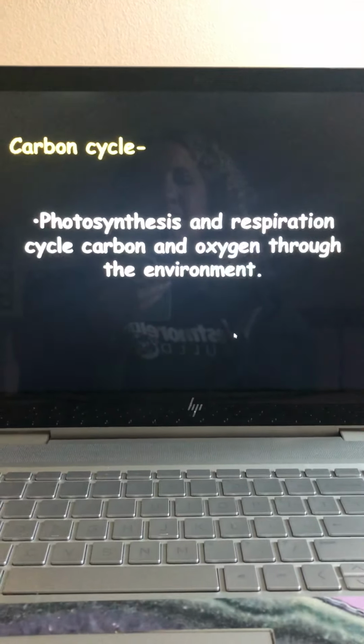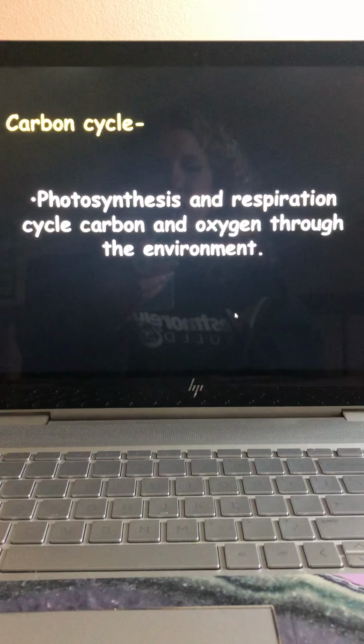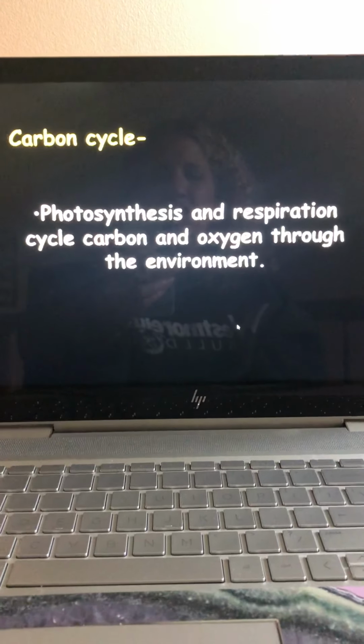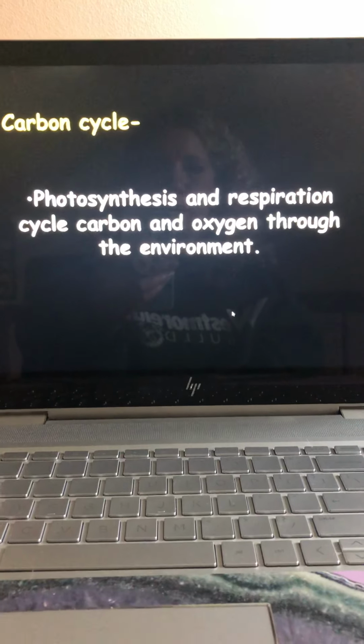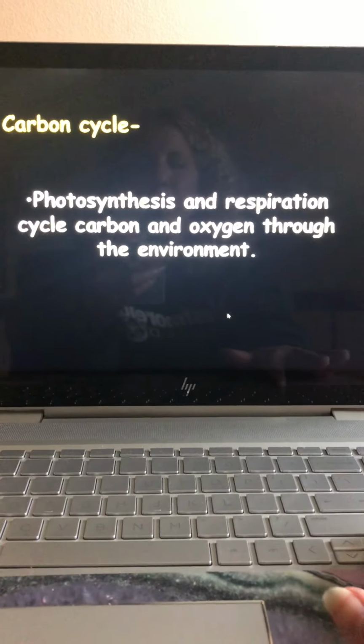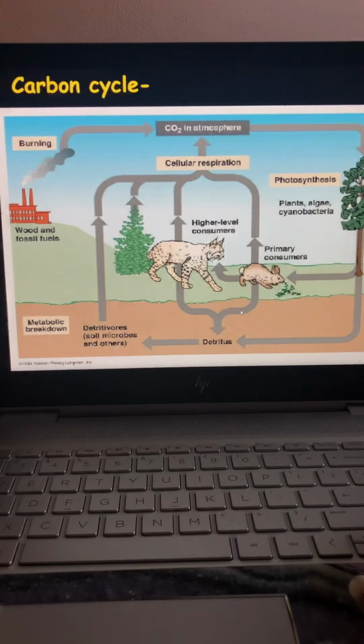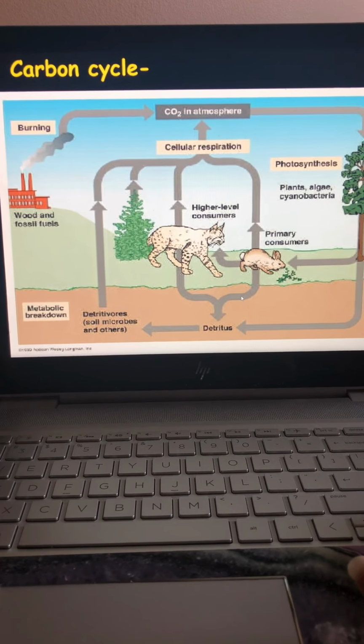The carbon, I like to say the carbon-oxygen cycle. This is just photosynthesis and respiration, and it just moves carbon and oxygen through the environment. It does it by photosynthesis and cellular respiration, and we remember those formulas from before. This is just a picture of the carbon cycle.